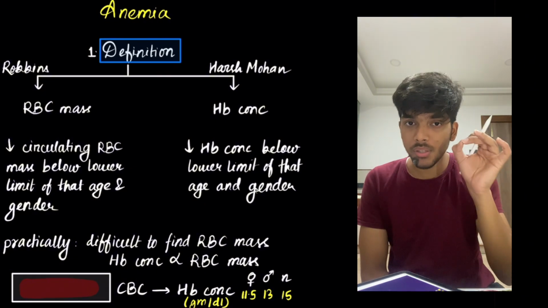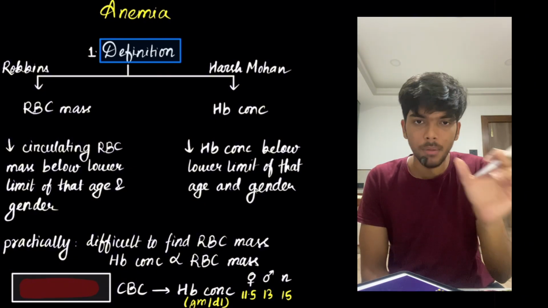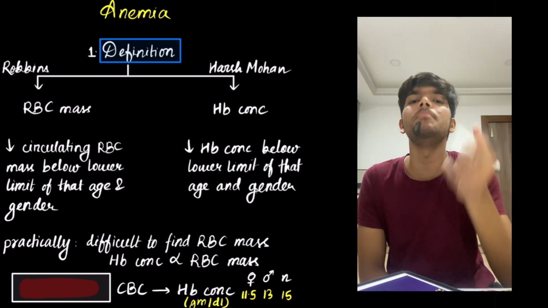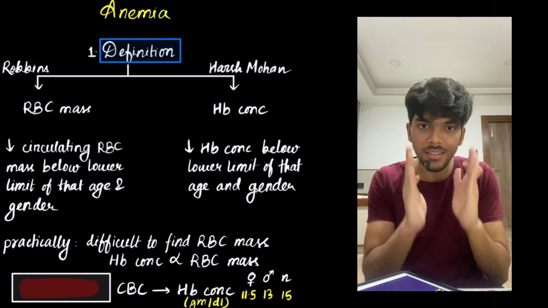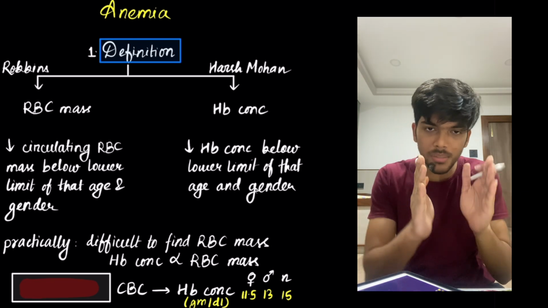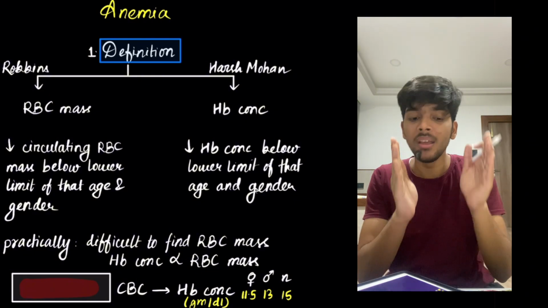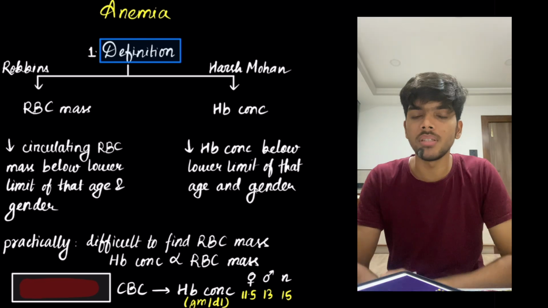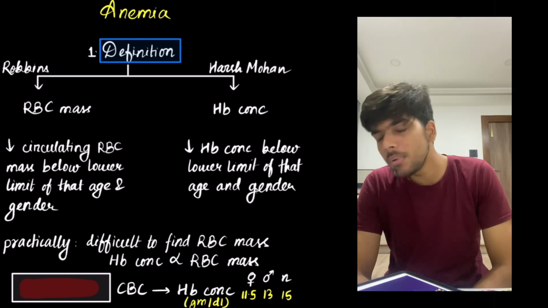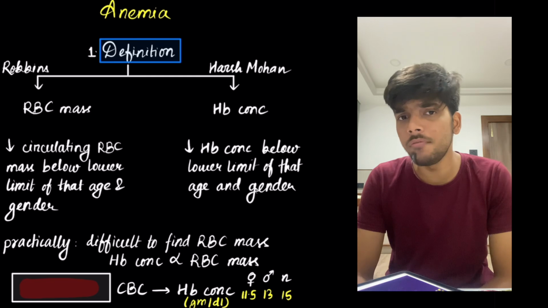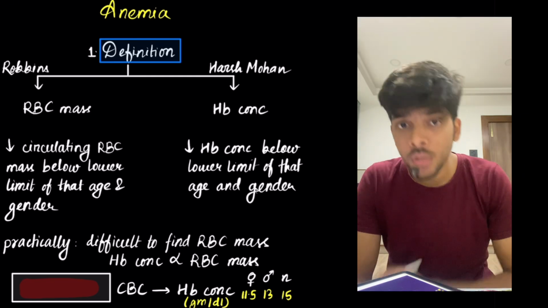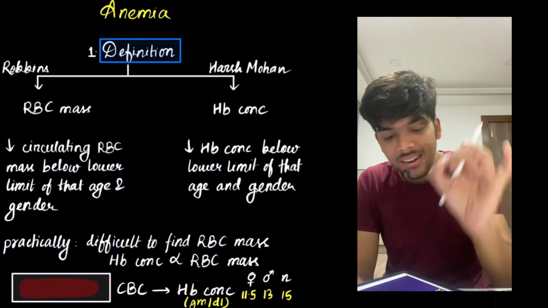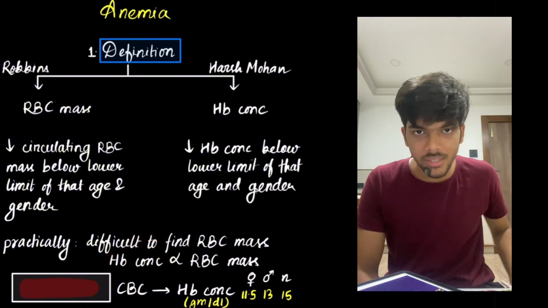Again, there's your red blood cell with its own mass, red blood cell mass. There is obviously a certain range of red blood cell mass in an individual, from lower limit to higher limit. If the red blood cell mass is below the lower limit, then the person is said to be anemic. However, the problem is that practically it is really difficult to measure red blood cell mass. So what we do is we use a secondary parameter, and that secondary parameter is hemoglobin concentration.